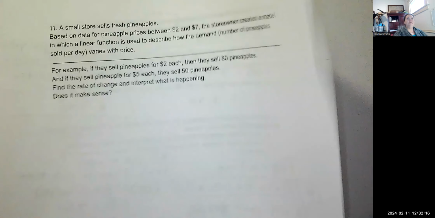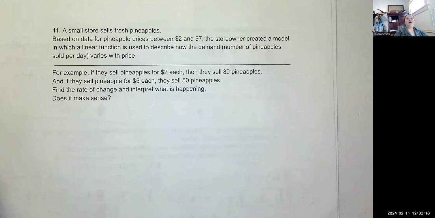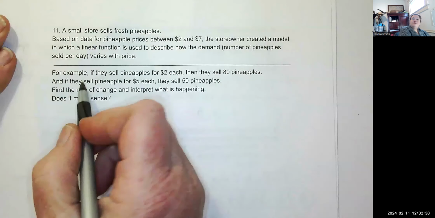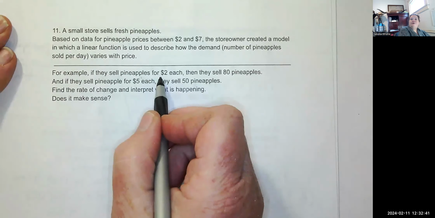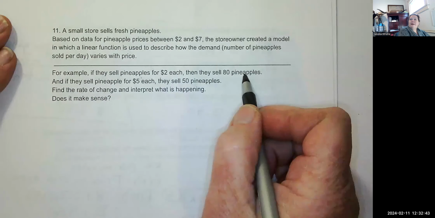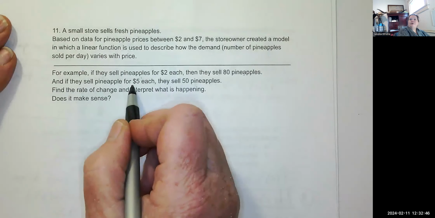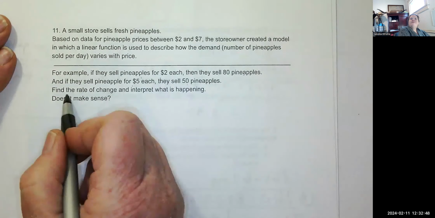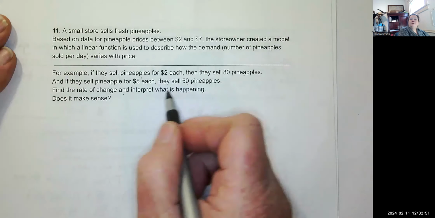Couple more. All right. A small store sells fresh pineapples. I like this one. Based on the data for pineapple prices between $2 and $7, the store owner created a model in which a linear function is used to describe how the demand, the number of pineapples sold per day, varies with price. This will make the economics professors very happy. For example, if you sell pineapples for $2 each, then you sell 80 pineapples. If you sell pineapples for $5 each, you sell 50 pineapples. Find the rate of change and interpret what is happening.